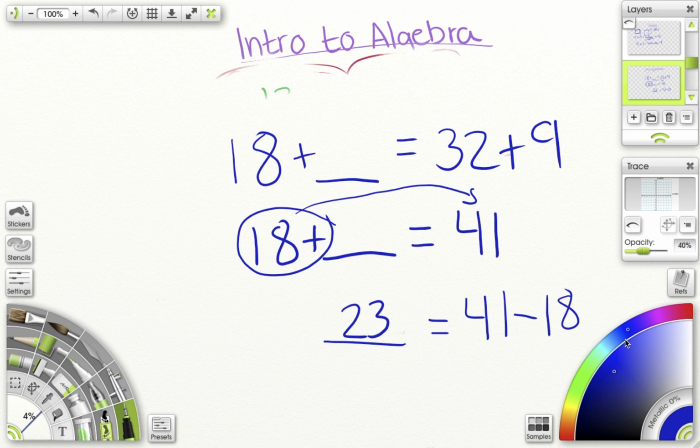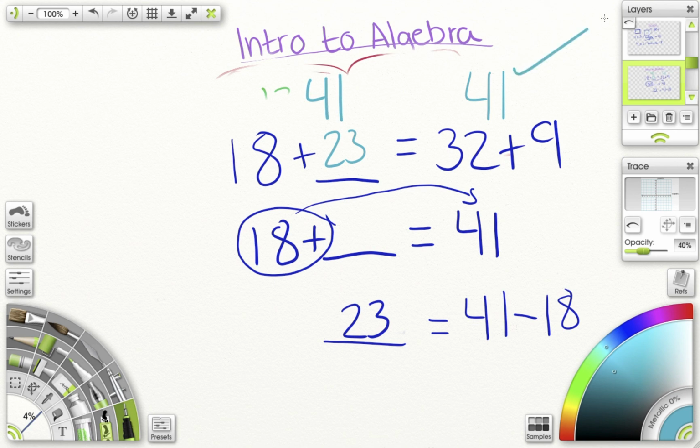So if I do 18 plus 23, it needs to equal the same as 32 plus 9. So 32 plus 9 we know is 41. 18 plus 23, so we're going to check 23 plus 18 or 18 plus 23 is equal to 41. So we're good.